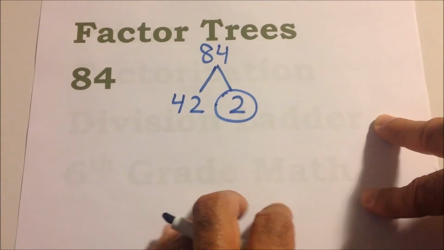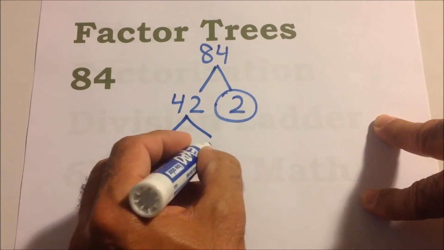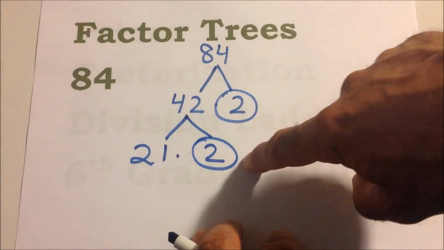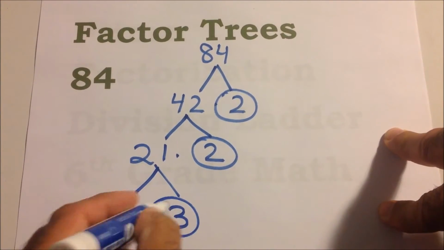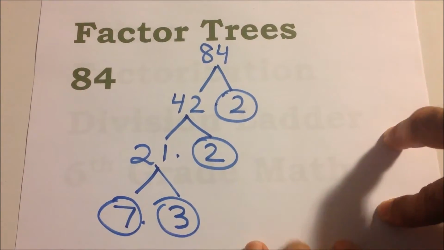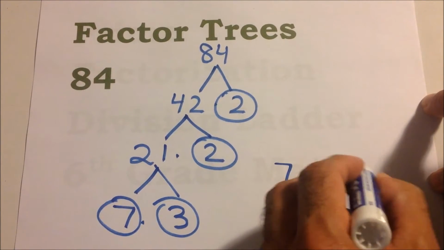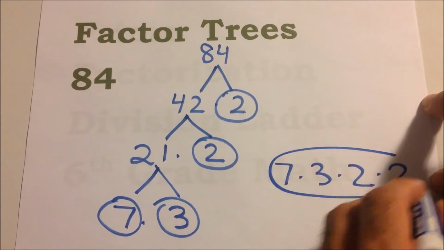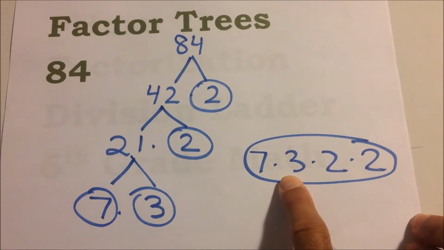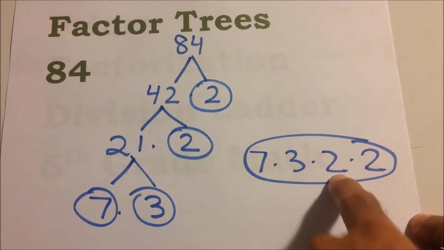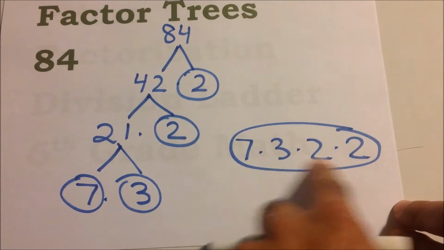Okay, and 42 is not prime, it's composite, so we have to keep breaking it down. We got 21 times 2, circle the prime number. And we'll break down the 21, we get 7 times 3. Now we have all the prime numbers. So the prime factorization is 7 times 3 times 2 times 2. And if you want to double check, 7 times 3 is 21, 21 times 2 is 42, and 42 times 2 is 84. So that's the prime factorization.